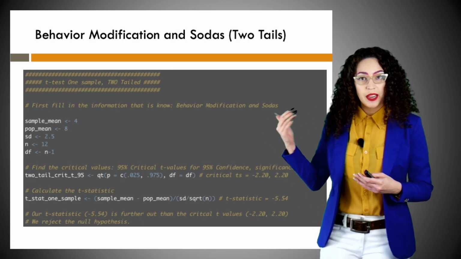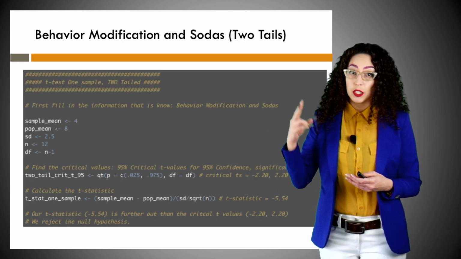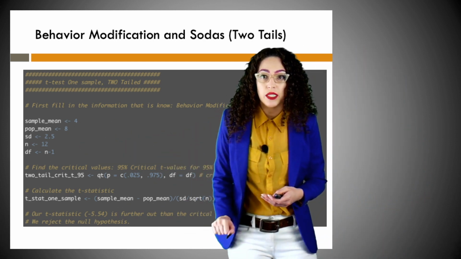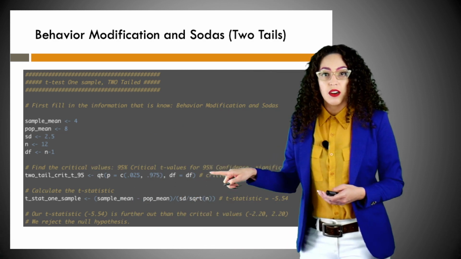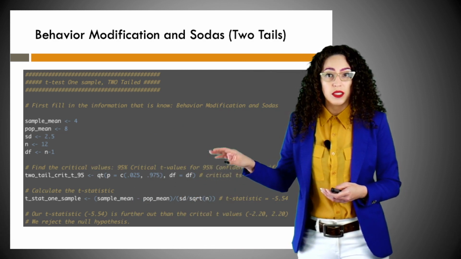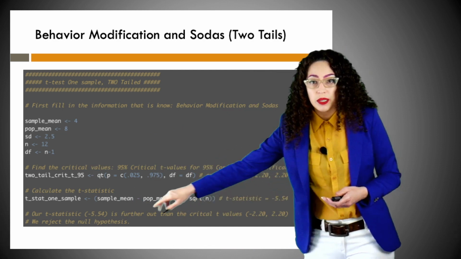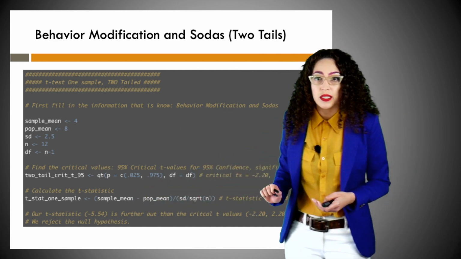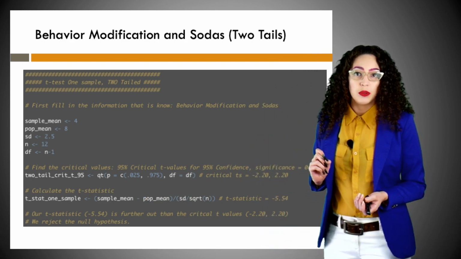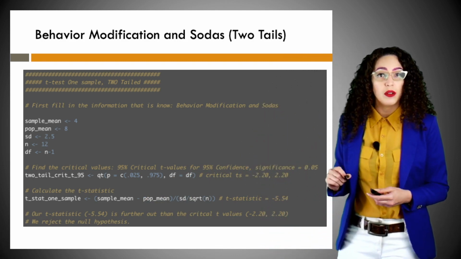And lastly, here's the behavior modification and soda example, which was a two-tailed test. Again, we tell R all of the important information. We go and ask R for the critical values associated with a two-tailed test with our degrees of freedom. And we put all of our information again in that one line of code to actually get our t statistic. And it will be the same situation where we reject the null hypothesis.